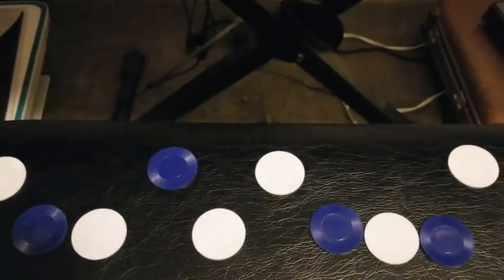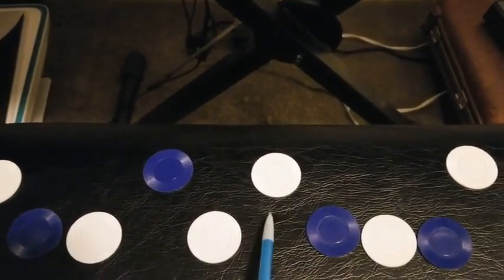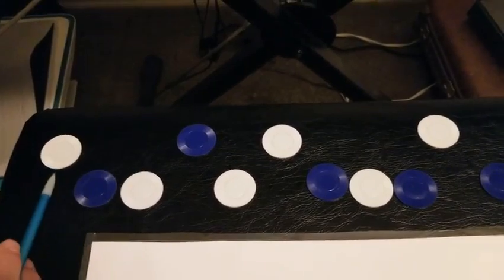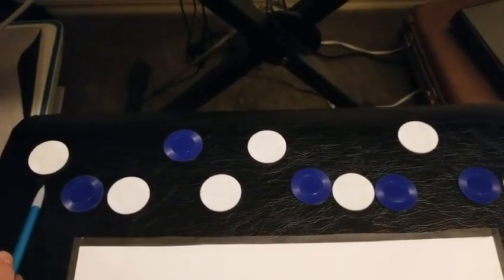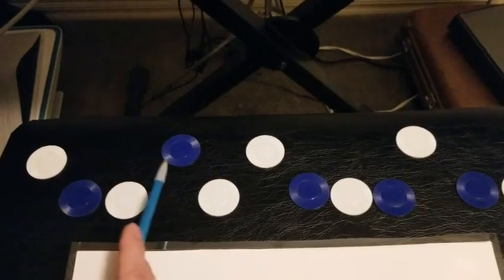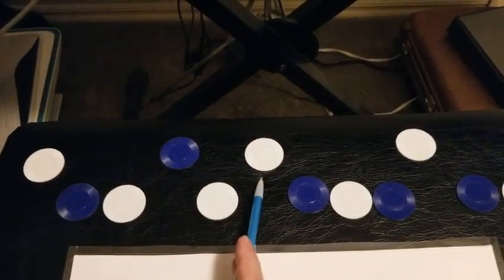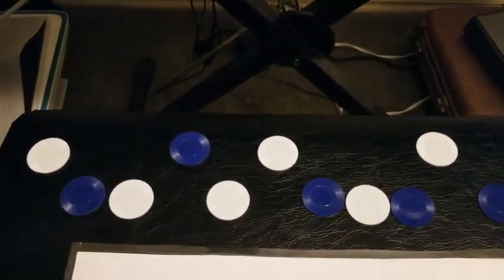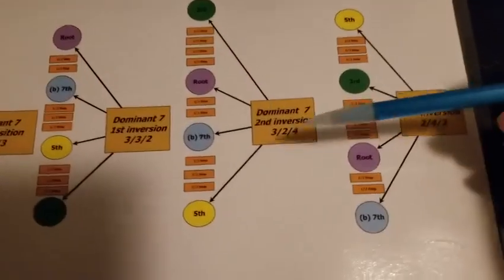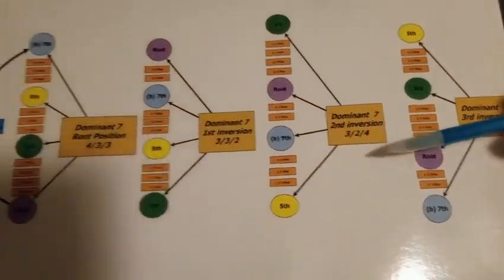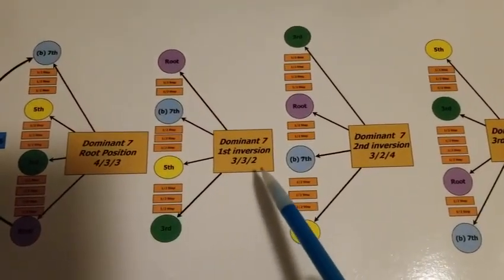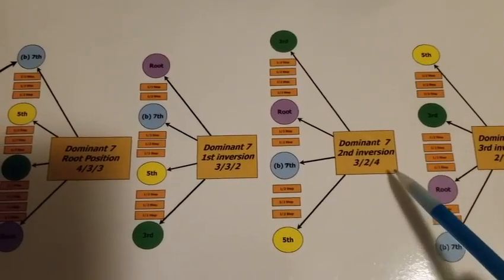You can see that. If C is the root, we're going to have essentially the F, A, C, E flat, or an F dominant 7 with C on the bottom. So here you have the C, the 7th E flat, the root F, and the third A. So that's second inversion, dominant 7, or a 3-2-4 form. Again, the root is 4-3-3, first inversion is 3-3-2, second inversion is 3-2-4.